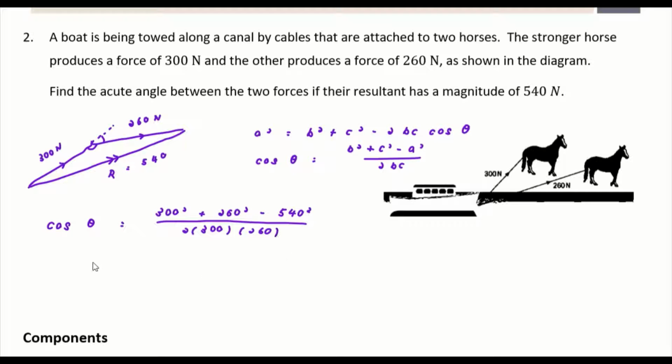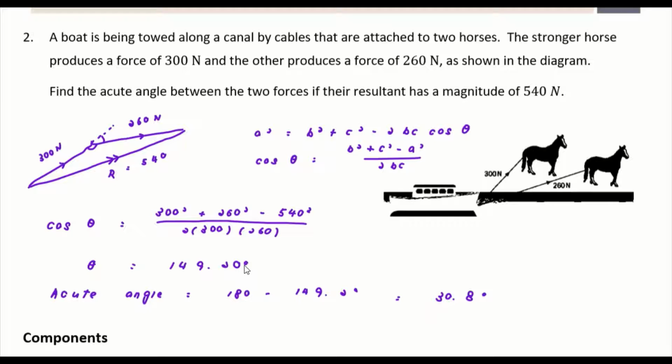Okay, so after you solve it, then you'll be able to get 149.2. Make sure you have this answer, because we're trying to get the acute angle. So the acute angle between the two places will be equal to 180 minus 149.2, which will give us the final answer, 30.8. In this case, you don't need to write the direction, because the question already gives you that they want the acute angle.